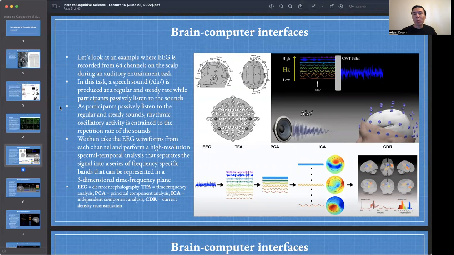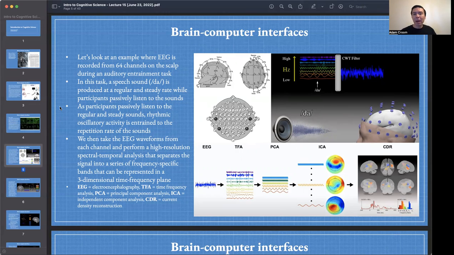Let's look at an example where EEG is recorded from 64 channels on the scalp during an auditory entrainment task. In this auditory entrainment task, a speech sound such as "da" is produced at a regular and steady rate, while participants passively listen to the sound.